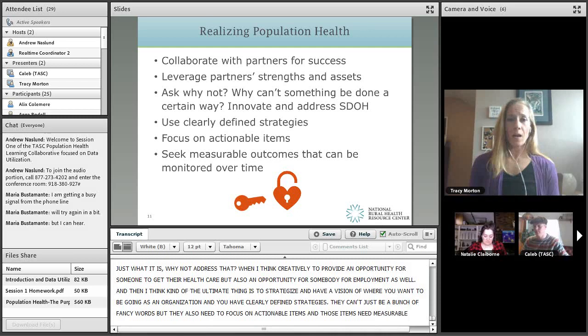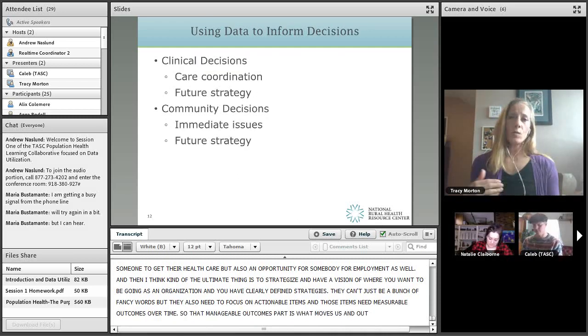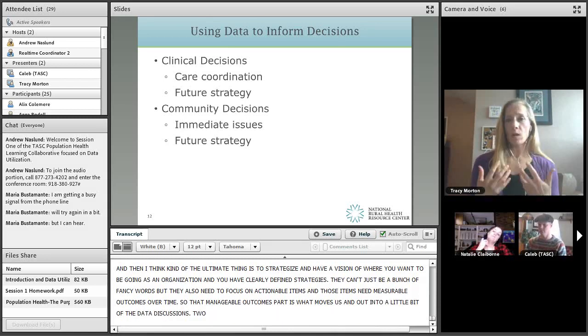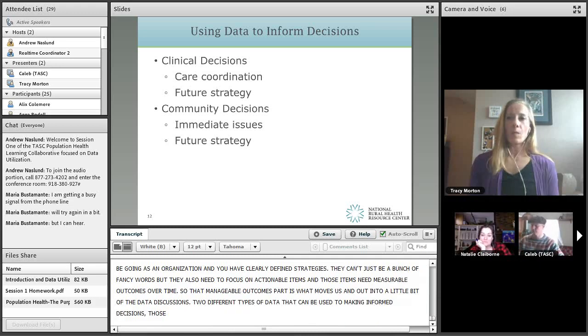I think we need to keep asking why not. Why can't we do something in a certain way? Just because it's always been done this way, why can't we do it differently? And we need to innovate and, of course, address those social determinants of health.